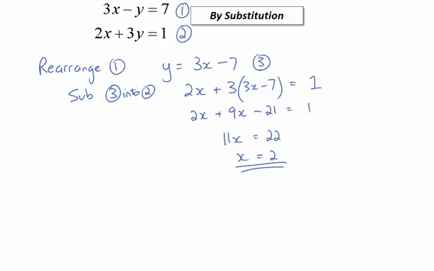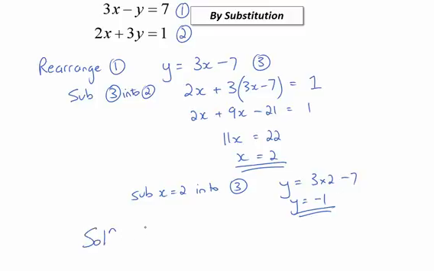Knowing this, we can substitute this back into equation number 3. So sub x equals 2 into 3. And we end up with y is equal to 3 times 2 take 7. So that's y is equal to 6 take 7, that's minus 1. So we think we've got a solution then. So our solution to the 2 is the point 2, minus 1.